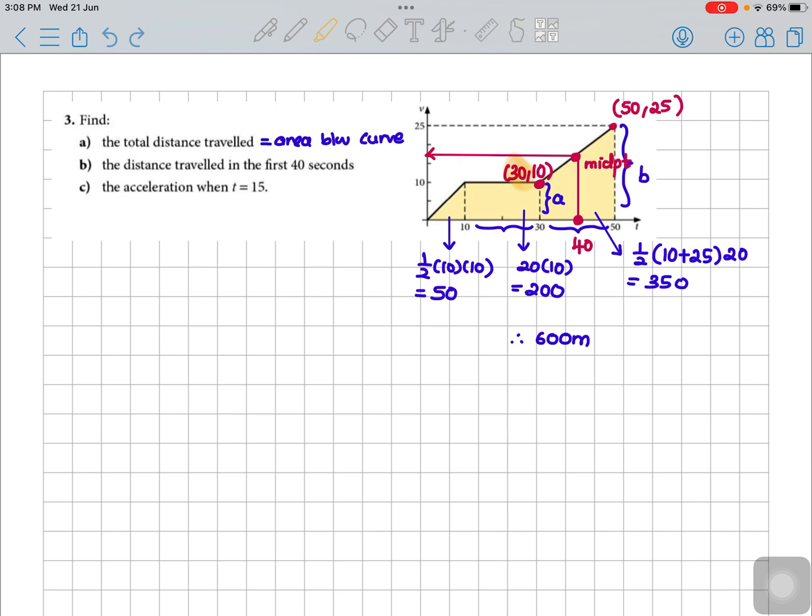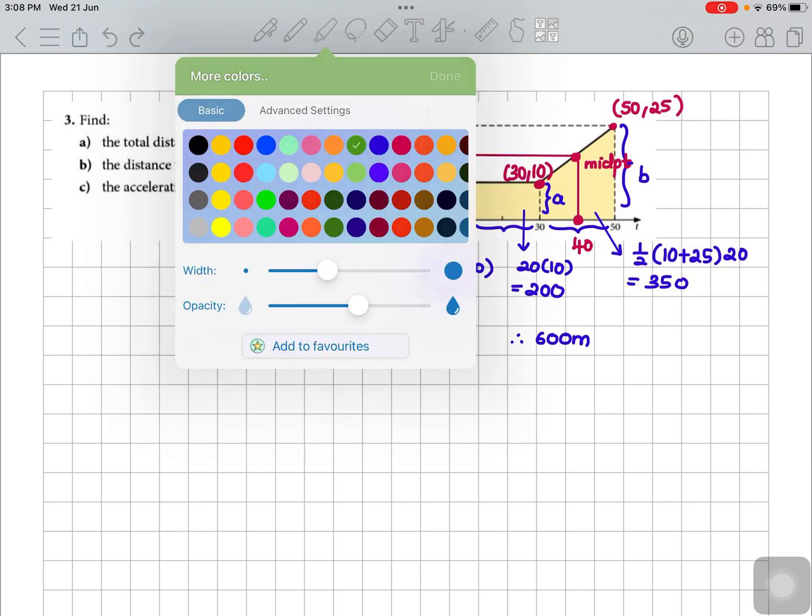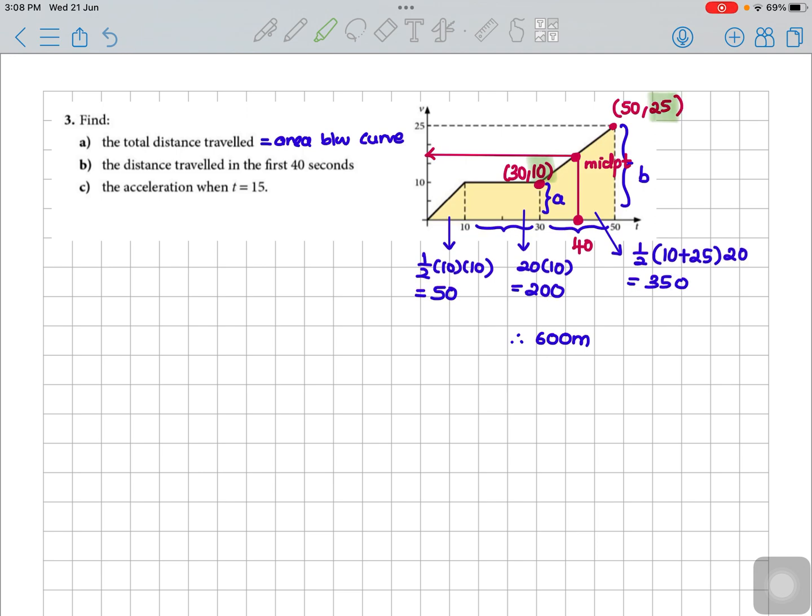So what is the midpoint between 10 and 25? Between 10 and 25, you will get 17.5. So immediately you can write this as 40, 17.5, where your speed is equal to 17.5 when the time is exactly 40 seconds. So let's use this idea and find the distance travelled.